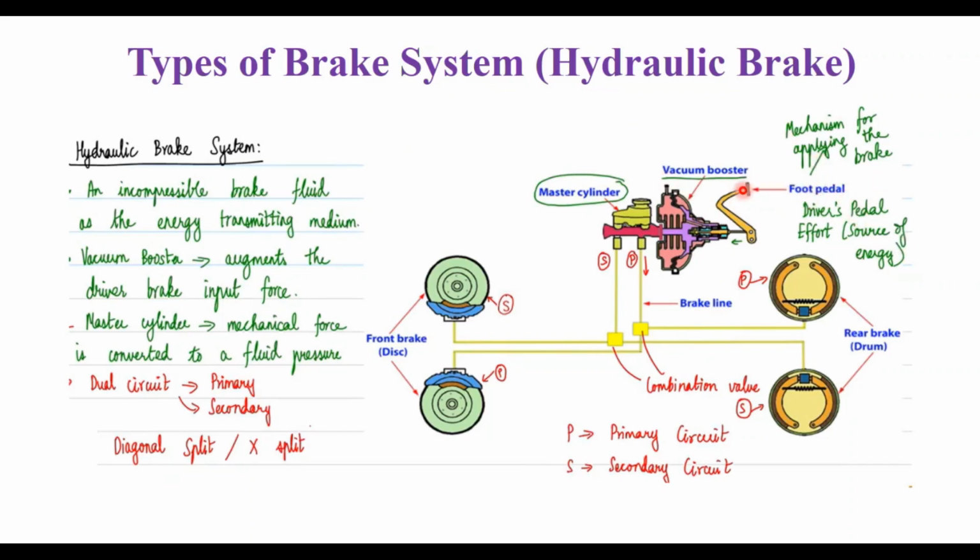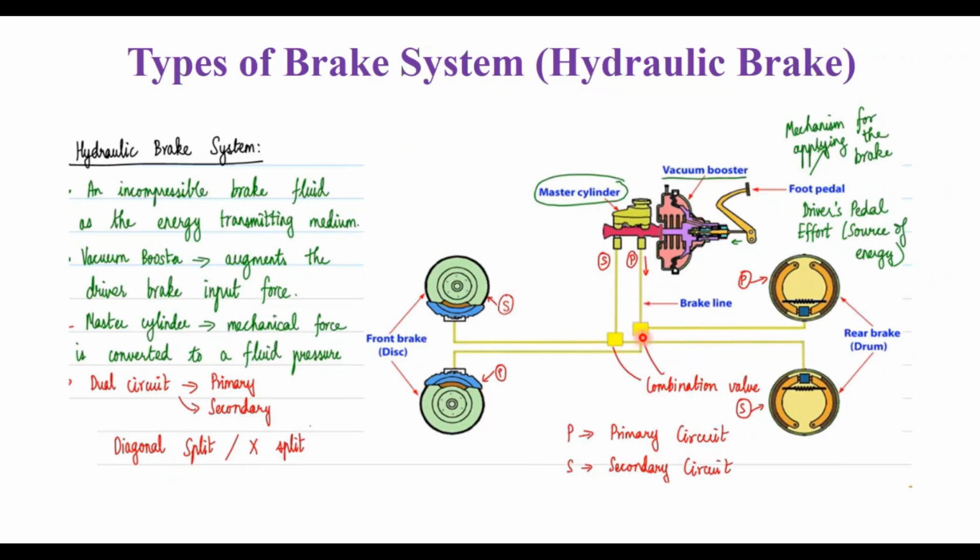So the driver presses the foot pedal, then you have the vacuum booster, and then the master cylinder, where the hydraulic fluid goes from the vacuum booster to the master cylinder, and from there it goes to the primary circuit and also the secondary circuit. The primary circuit is the one where the fluid comes here, and then it goes to the left wheel of the front, and then the right wheel of the rear.